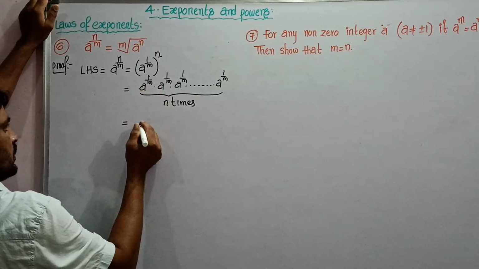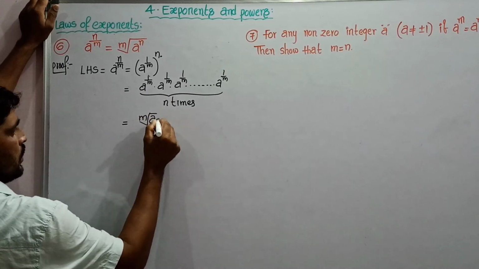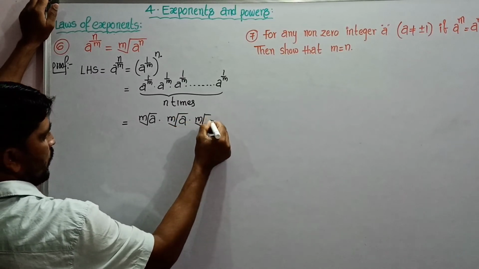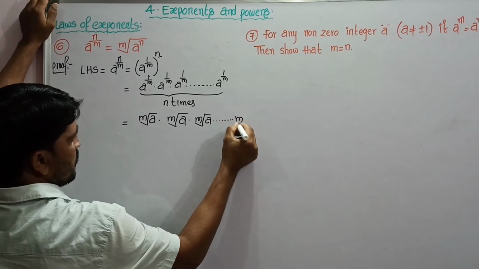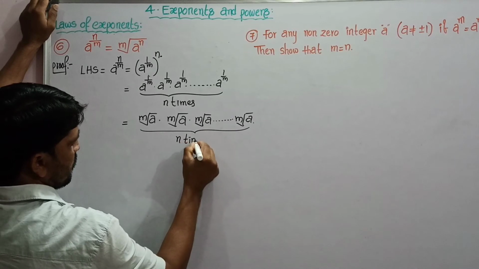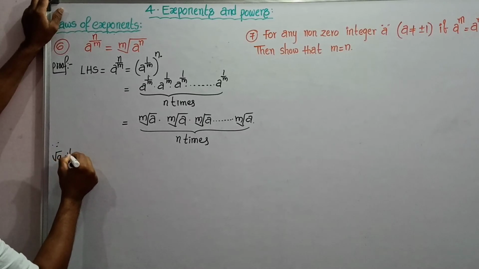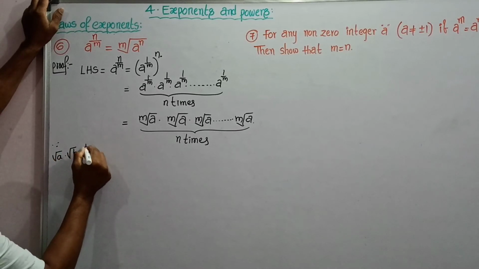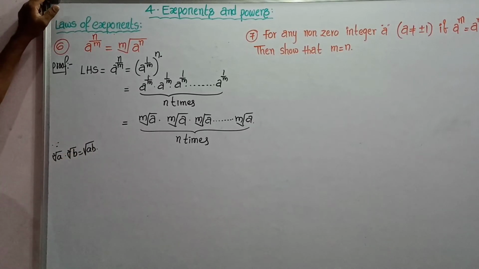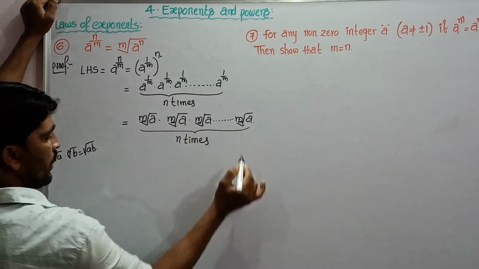A power 1 by m is nothing but mth root of a, that is a radical form of exponent. Similarly, mth root a into mth root a, and so on, mth root a occurs n times in the product. Since we know that root a into root b equal to under root a into b, since their radicals are equal, here also we have equal radicals, that is mth root of a.